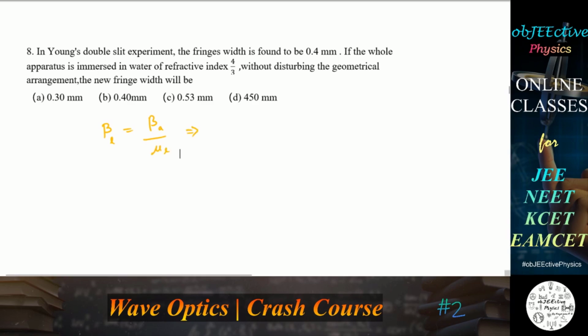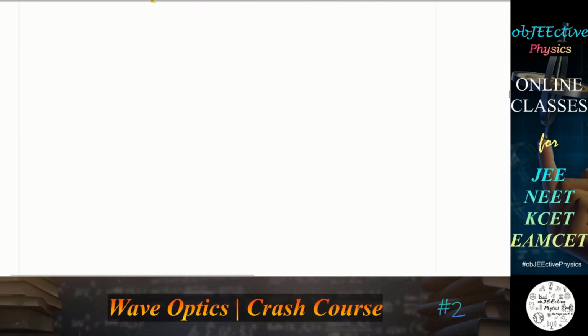So, that implies beta in liquid is equal to beta in air divided by the refractive index of liquid. Beta in air is given as 0.4 millimeters and the refractive index of liquid is 4 by 3. So that is 0.4 divided by 4 by 3, which is 0.1 millimeters into 3. So the fringe width in liquid is equal to 0.3 millimeters, that is option A is the right option.